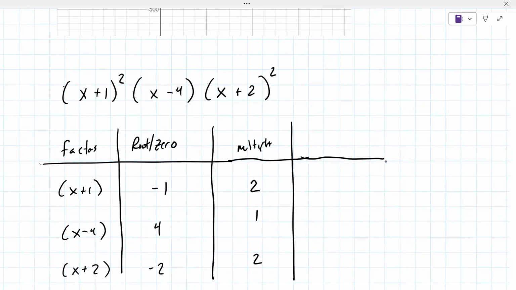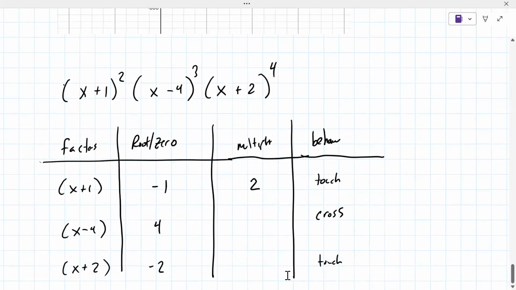And then I like to add in this one, the end behavior: touch, cross, touch. And actually I should probably change this. Let me change this to a 4. Now let's change this to a 3, because you need to see an example where if it's even, it touches, and if it's odd, it crosses, even if it's 3 or whatever. Is that okay? Yeah. All right.